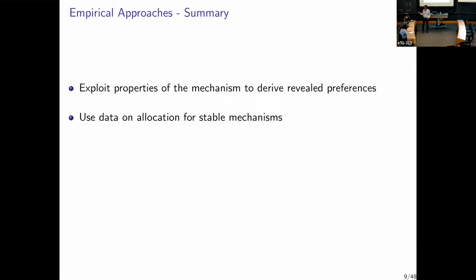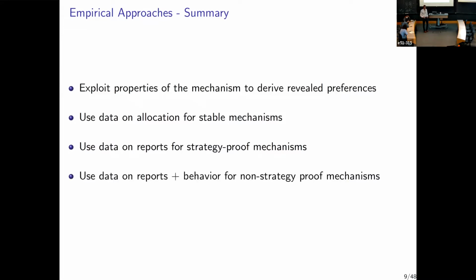So who got where? That's the only data that we have. And we're going to basically exploit the property of stability. Another one is when we have data on reports. So we actually see the rank order list of every student. And we're going to basically use the fact that these reports are generated in a strategy proof mechanism to say, okay, if they told us this, it has to be that this is the truth. And then we're going to look at mechanisms that are not strategy proof.